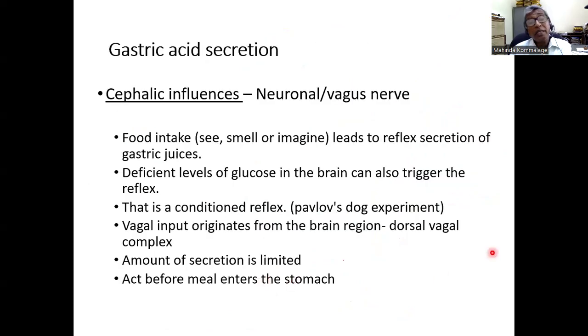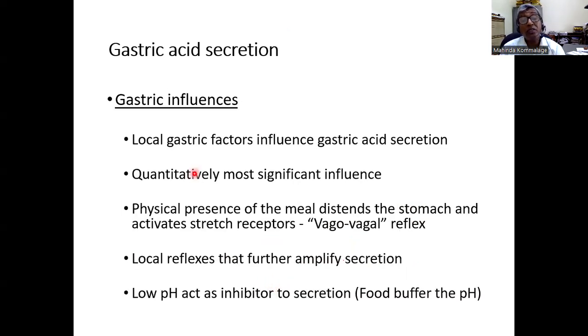So for the cephalic influence, I already mentioned, food intake, seeing, smelling and imagining lead to reflex secretion. Even a low glucose level might trigger this reflex. When we are hungry, the sugar glucose level is low, and that might initiate the reflex. For Pavlov's dog experiment, you can read or search on the internet. The vagus is the main nerve that carries this. The amount secreted is limited compared to the gastric influence. The gastric influence, the local gastric factor influence, is quantitatively the most significant.